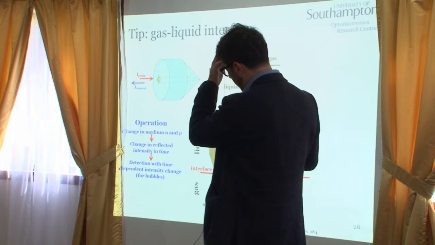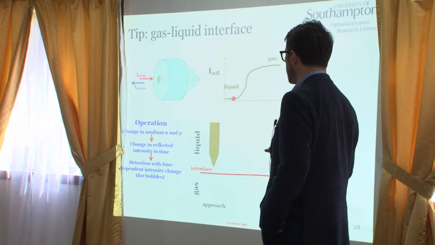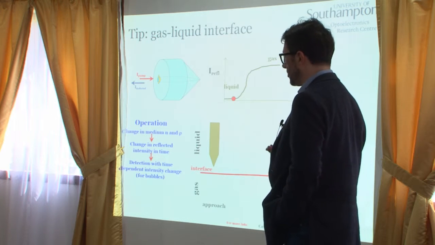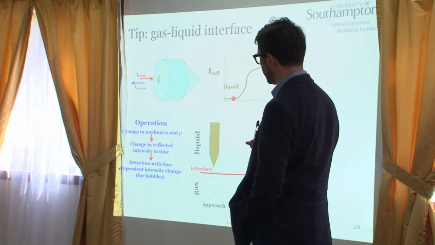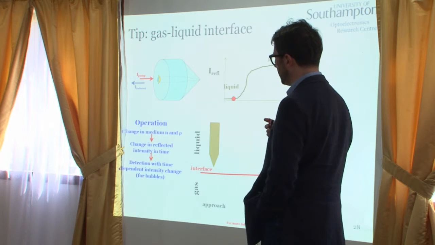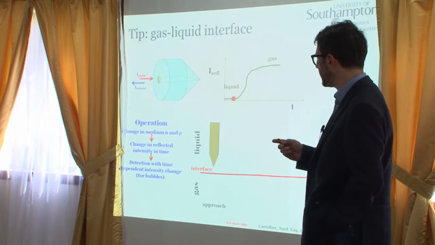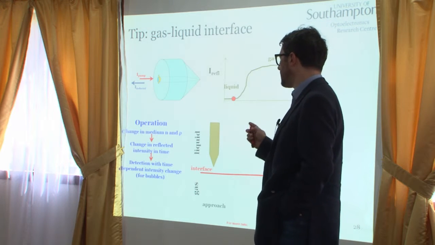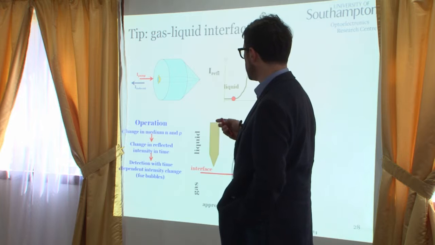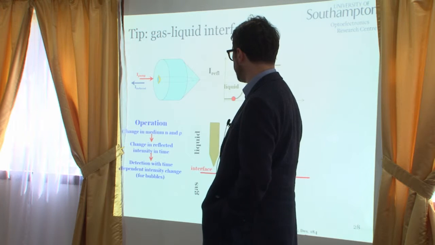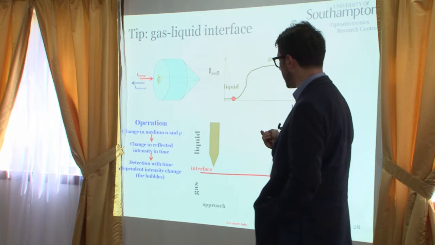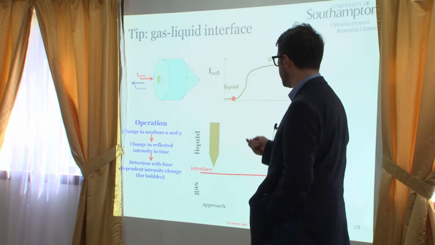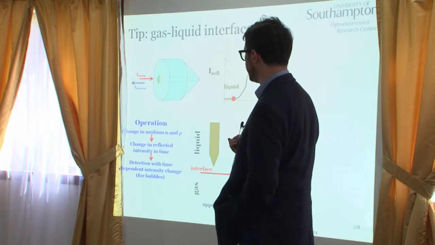Another sensor that we developed in Southampton that can be used for environmental monitoring is the gas-liquid interface. This was developed because our oceanographers wanted to monitor the amount of life at 3 kilometers underwater. So the idea is very, very simple. As Aziz mentioned earlier on, what we can measure with optical fibers is a change in the refractive index.